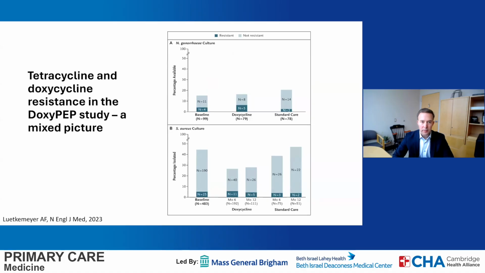In terms of antimicrobial resistance, I would say that the picture we have is a mixed one. And that is that doxypep in some studies does reduce, say, gonorrhea, and does reduce Staph aureus colonization, although that latter effect is not why we use it. But when those organisms are present in the setting of doxypep, they tend to be more likely to be doxycycline resistant, which is as expected because we know we're exerting selective pressure with this antibiotic.